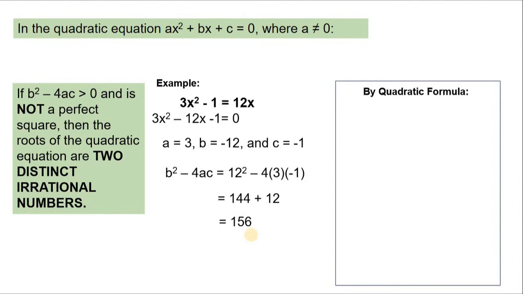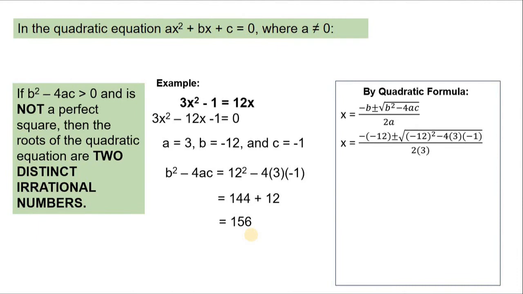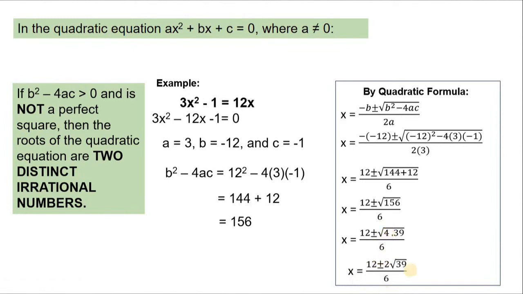So that's our quadratic formula. So substitute the value, simplify, again simplify. So here, this is 4 times 39. I have to factor 156, that one of the factors has a square root. So that's 4 times 39, because 4 is a perfect square. Okay? So square root of 4 is 2. So that's 12 plus or minus 2 square root of 39 over 6.